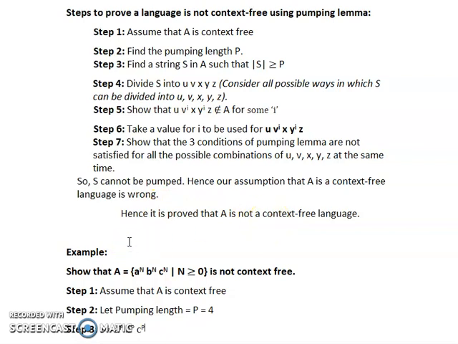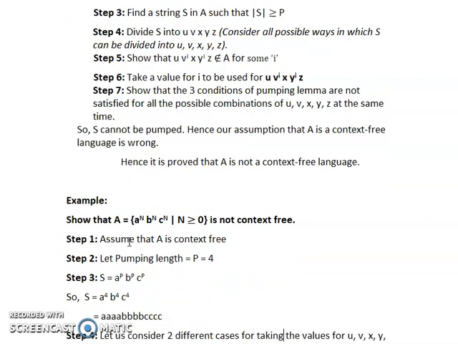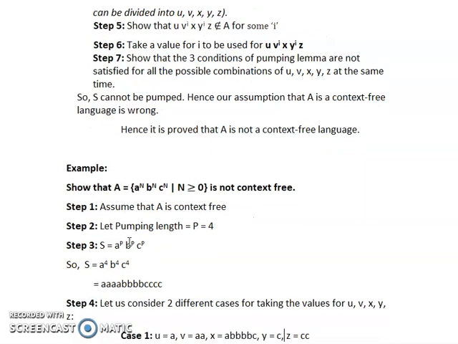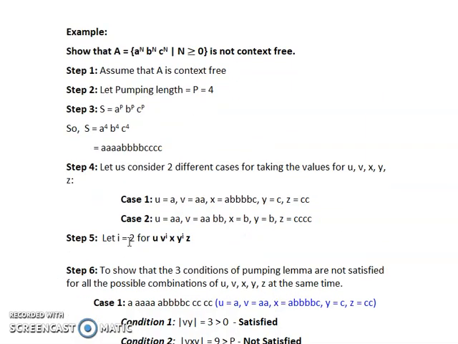Now, let us see an example so that you get a clear idea of how you are going to apply the pumping lemma to prove that a particular language which is given to you is not context-free. Suppose an example is given in which you need to show that the language A to the power n, B to the power n, C to the power n for all n greater than or equal to 0 is not context-free.